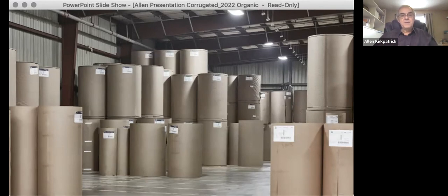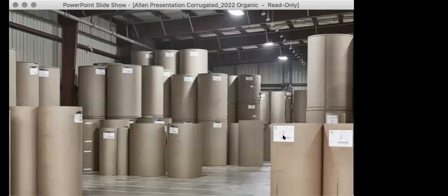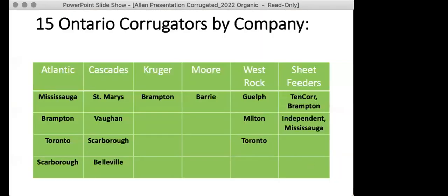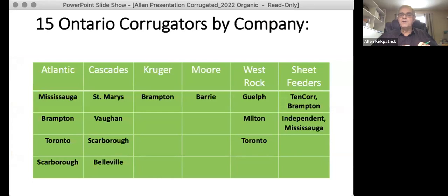Now these rolls, as you'll see, are going to one of these 15 corrugators located in Ontario. Atlantic, I've gone in alphabetical order, but Atlantic has four corrugators, Cascade four, Kruger, Moore, WestRock. And then we have two that dedicate themselves to only feed sheets to the more independent style of supply chain called the sheet plants. These corrugated box plants are pulling from those mills and finishing the goods that are going to be made for you on a regular basis.